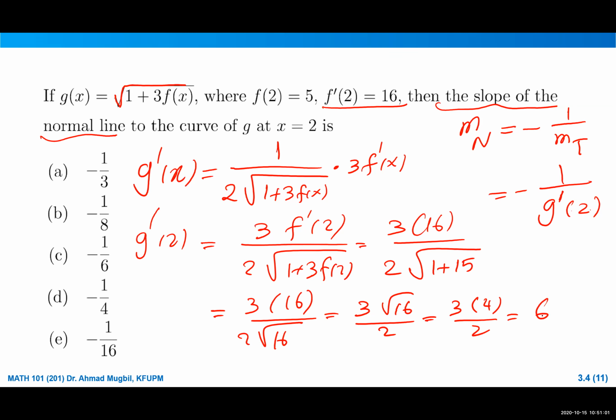Now this is g prime at 2. Now go back to the slope and substitute. This will be equal to negative 1 over 6. And this makes the right answer C.